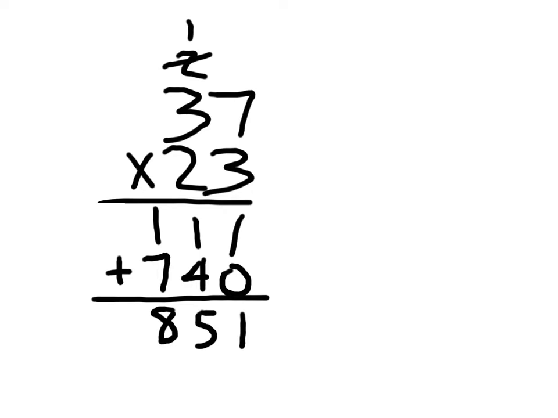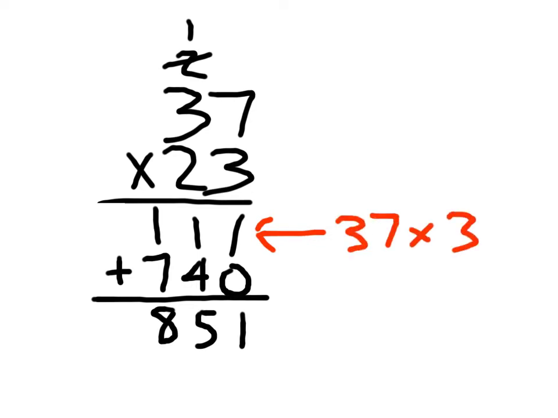So if we look right here, we've got 37 times 23, and what we do is we start with that ones place there. So we break apart this 23 into its two parts, into 20 and 3, and we start with that 3. And what we did is we figured out the product of 37 times 3. And that's what we have written right here on that first line. That's the product of 37 times 3.